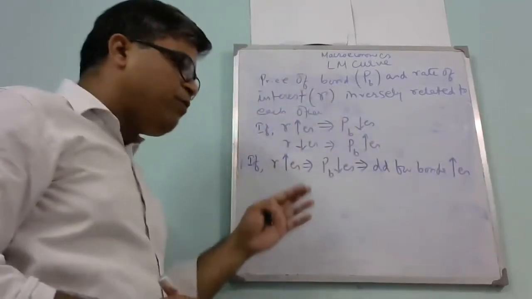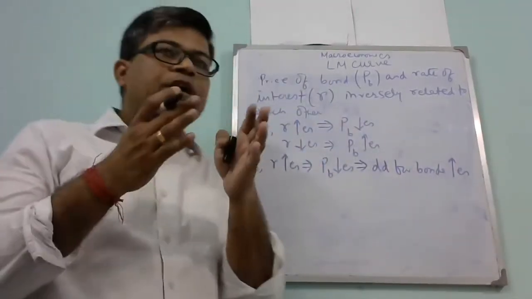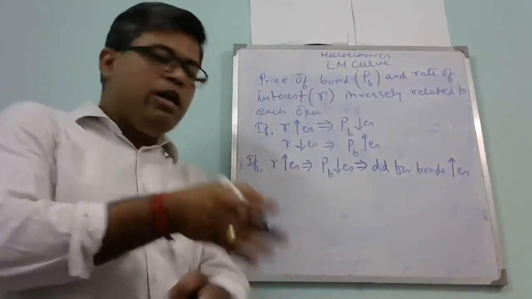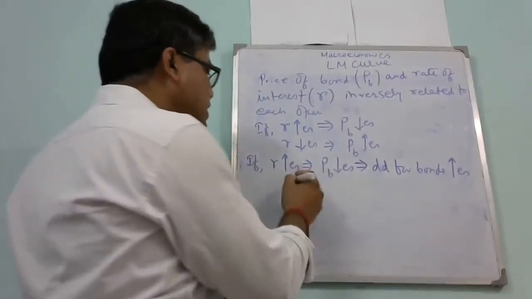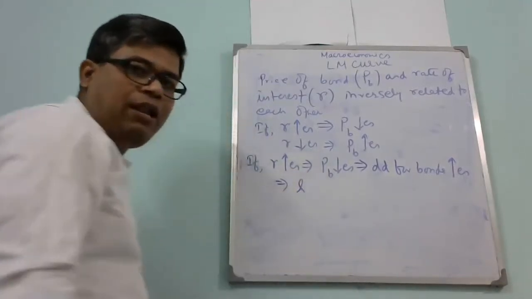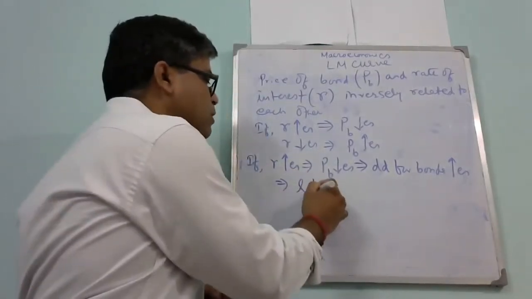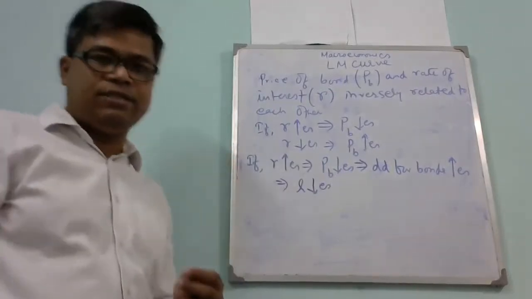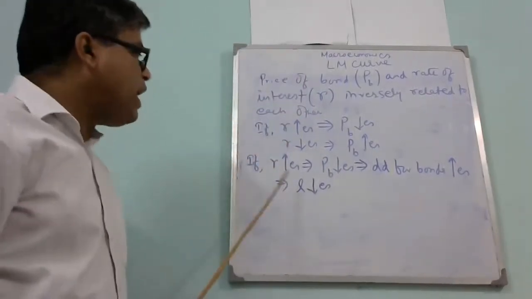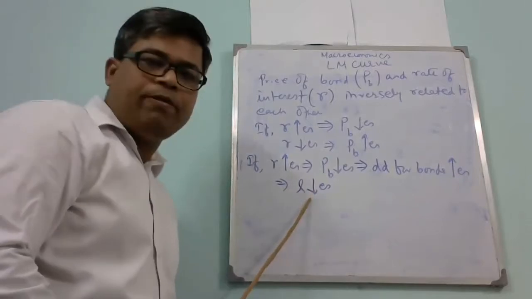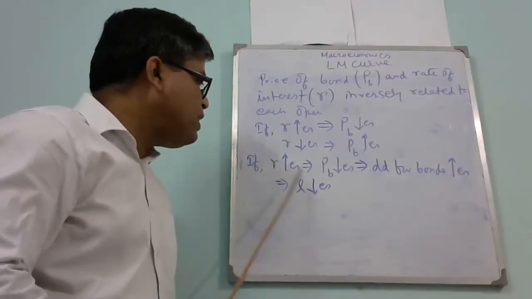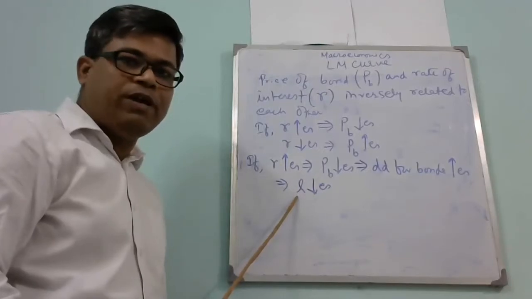If the demand for bonds increases, then the asset holders will put their assets in the form of bonds. Then the speculative demand for money, which is denoted by L, as I said, decreases. So what we understand from here is that as R increases, L decreases. So there is an inverse relationship between the rate of interest and the speculative demand for money.